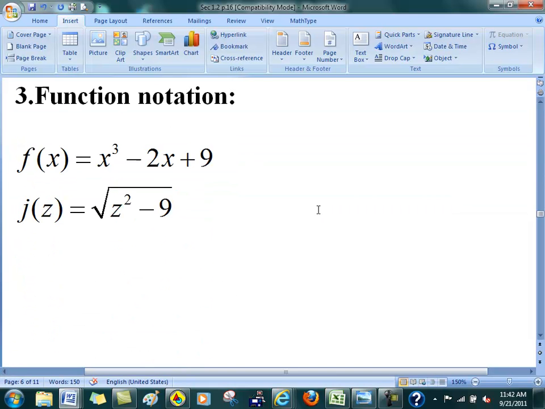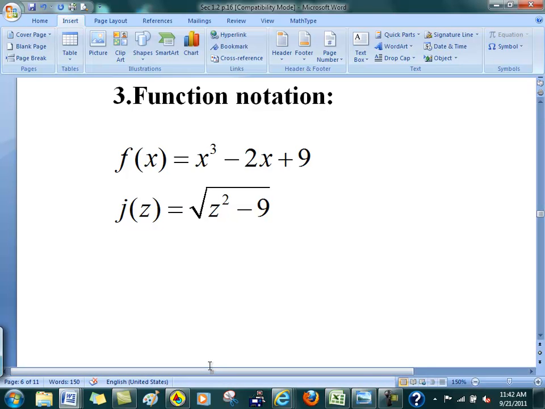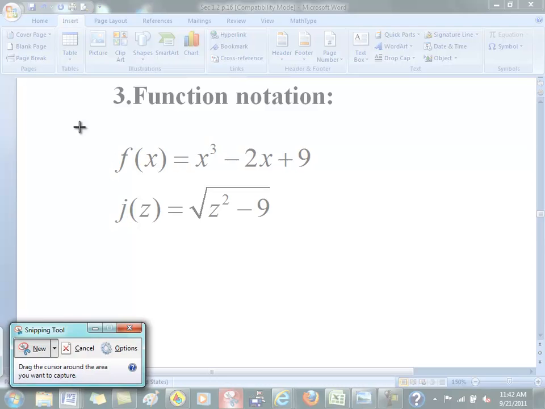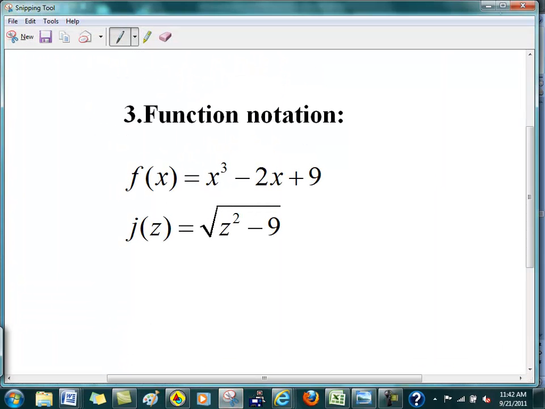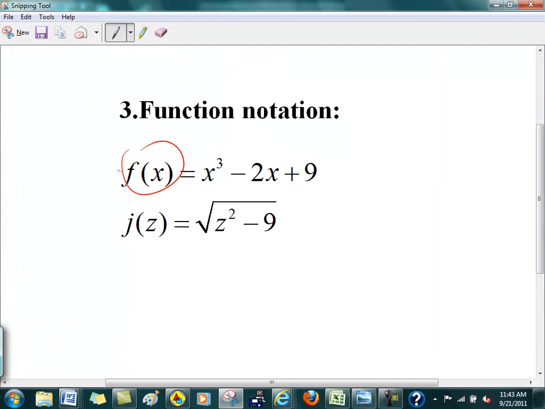All right, function notation. Function notation. Okay, so function notation is very often written like this, okay? Like F is typically one of the letters used for function. G is often used for a function.